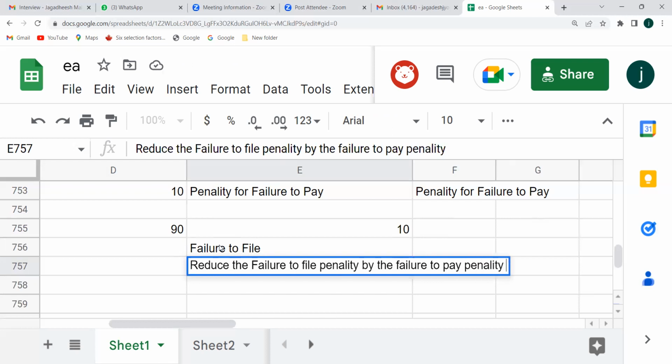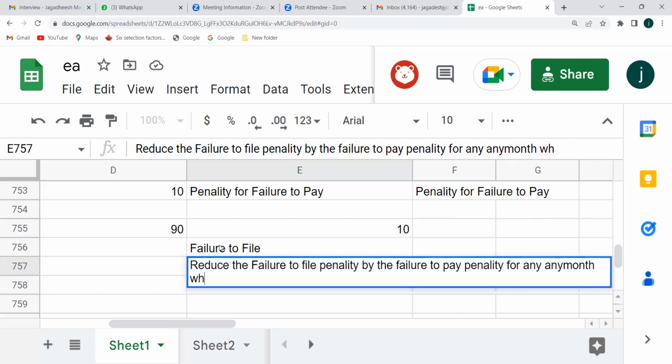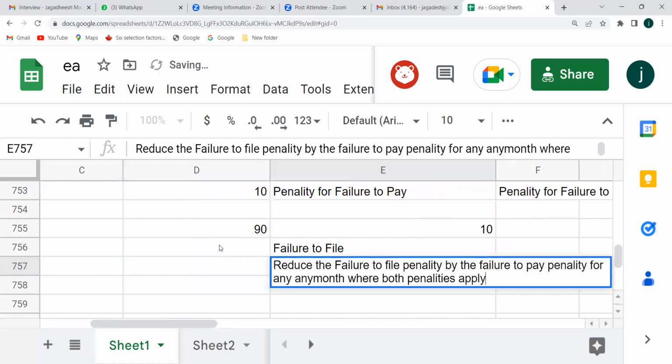Penalty for any month. For any month where both penalties apply. So this is the point here. What the IRS is saying in this context is that the failure to file penalty will be reduced by the failure to pay penalty for any month where both penalties apply.